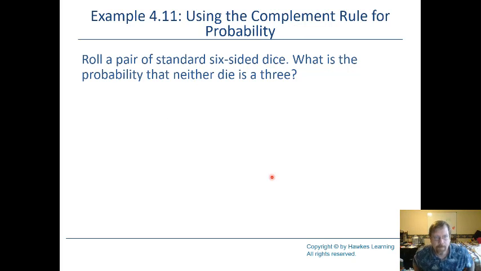Okay, so if we've got a pair of standard six-sided dice, what is the probability that neither die is a 3? This is probably a pretty good example of where it's easier to calculate the complement. It's easier to calculate the probability that we have a 3 on one of the dice, and then back calculate the probability that neither is 3. So go ahead and take a minute and do that, and move on when you're ready.